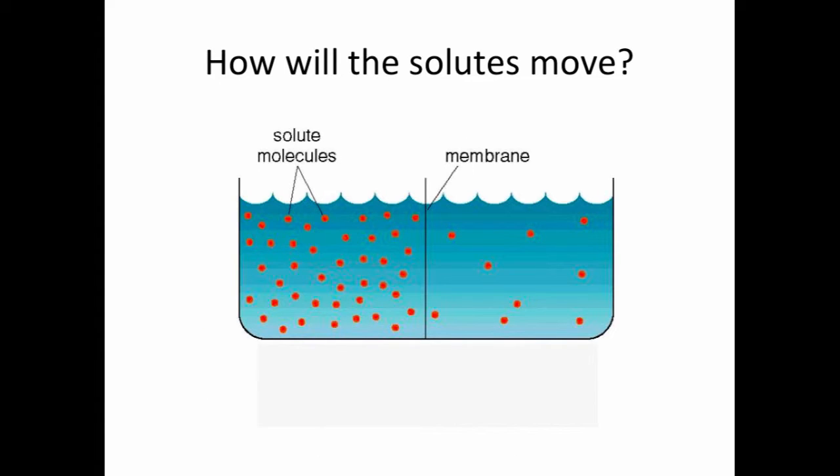So let's look at this diagram. I have the left side and the right side. Hopefully, can you tell me where there is a higher concentration of molecules? Hopefully you picked the left, and that would mean the right side has a lower concentration of molecules. Where are they going to move? Hopefully you're going to say they're going to move from left to right, and you got that correct.